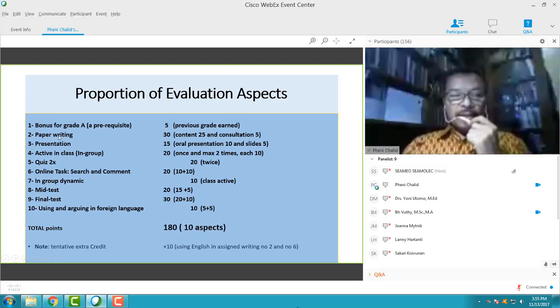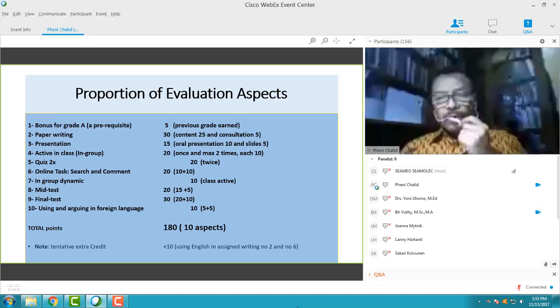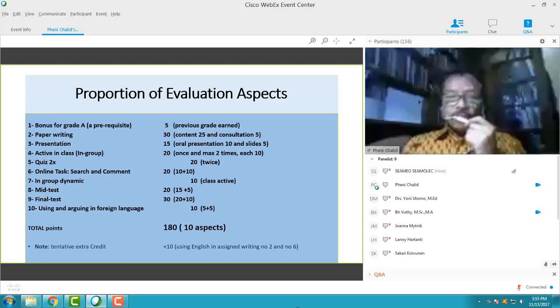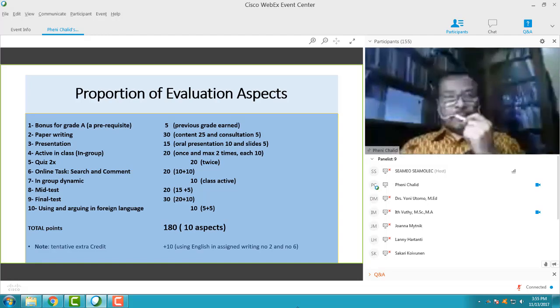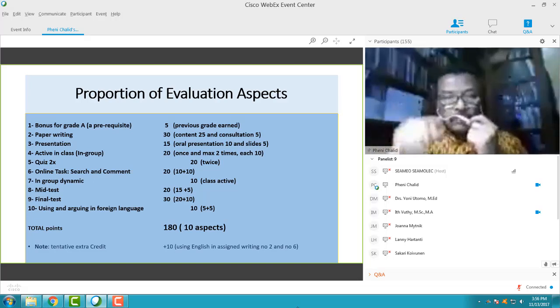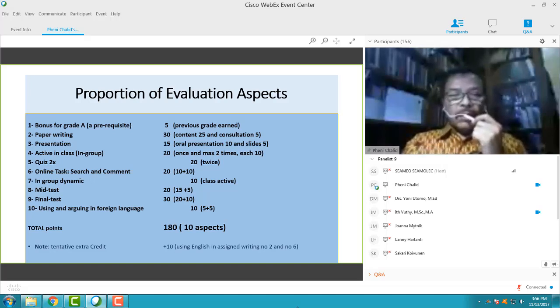So I developed 10 different things to be evaluated for the student. The student is evaluated from the beginning of the session until the end of the session. In our faculty, we have 16 sessions in a semester. So in all 16 sessions, the students should be given a grade and points for anything in the class. One is a bonus for grade A. If a student has a grade for a prerequisite subject before they took sociology or economy, for example, they get 5 as a bonus.